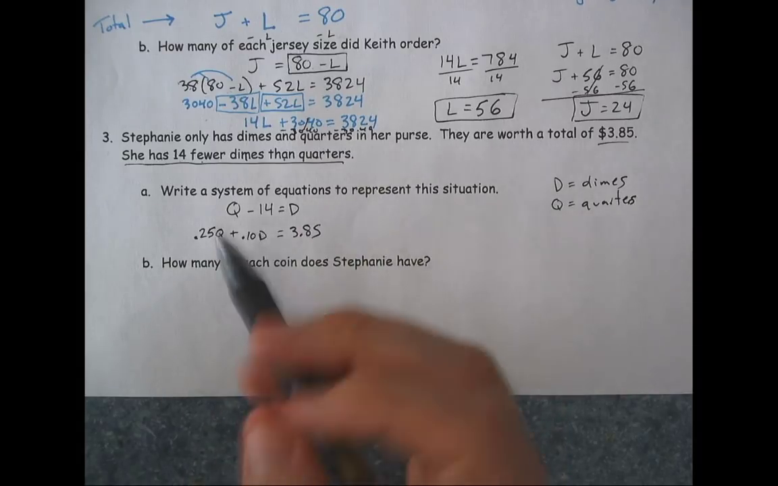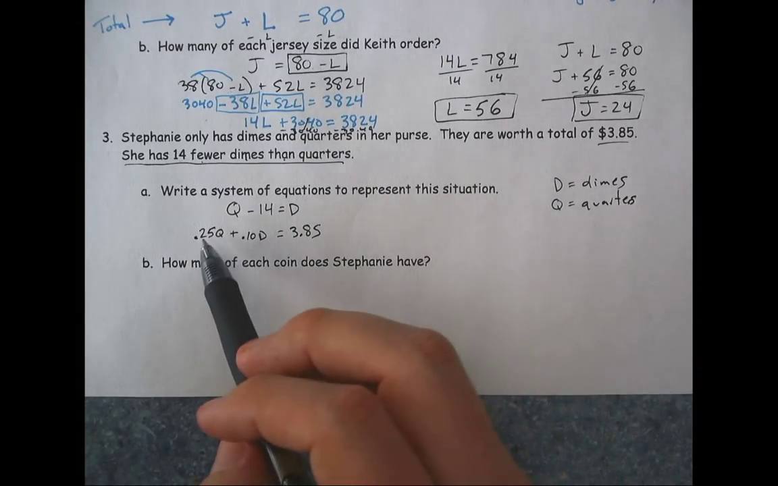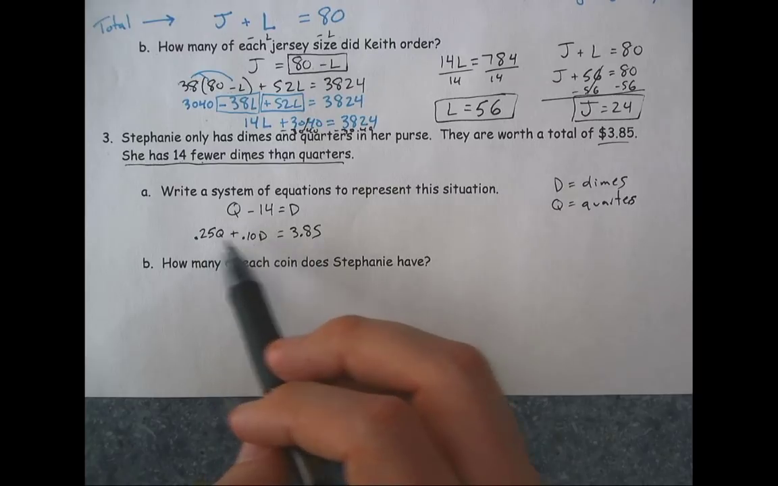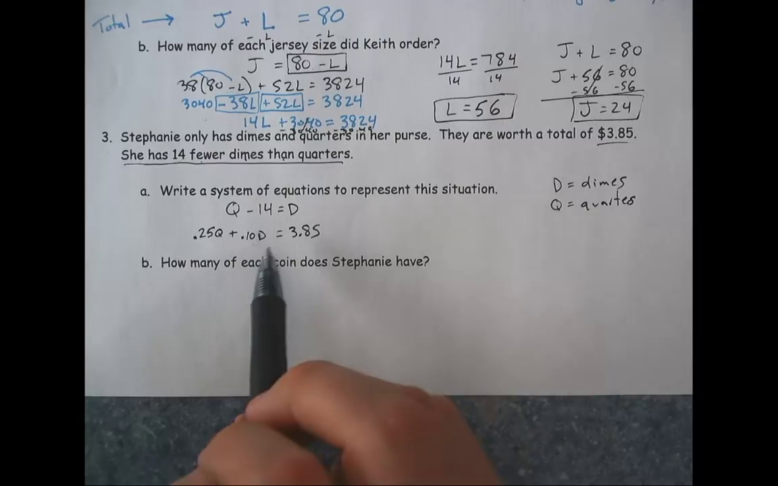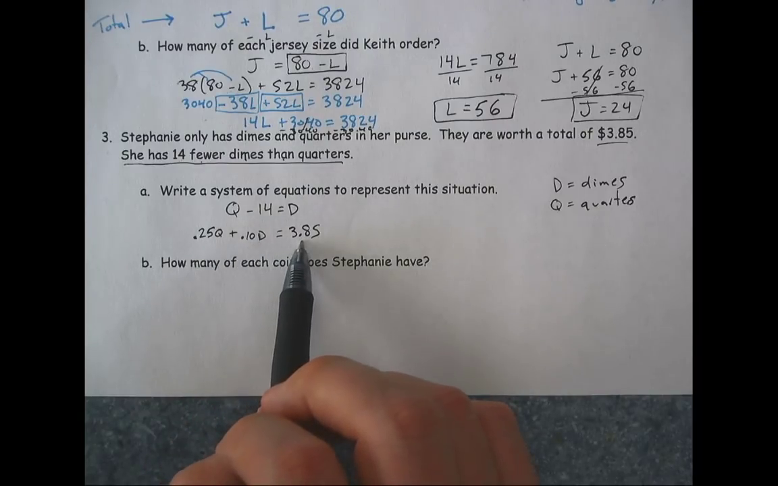Okay, so obviously I'm good at these. I've done these a million times. So this is not something that you might have thought of right off the top of your head. So examine it and make sure it makes sense, because you're going to have to do lots of equations like this. We know that the total amount of money is $3.85.